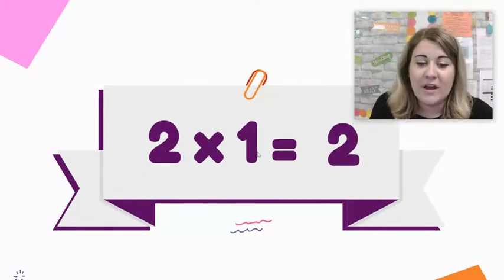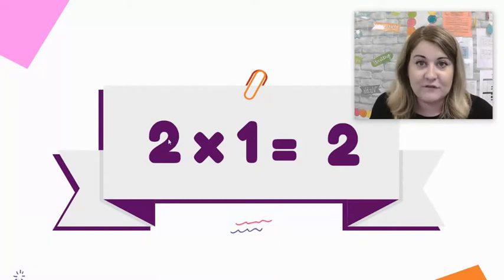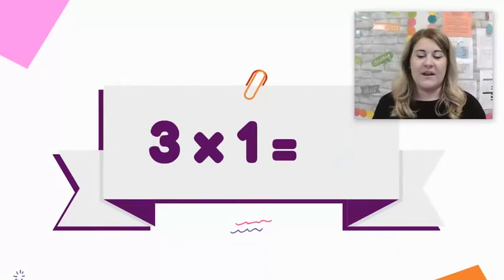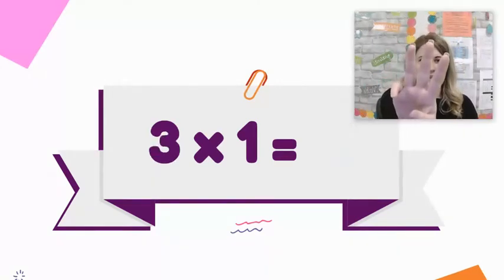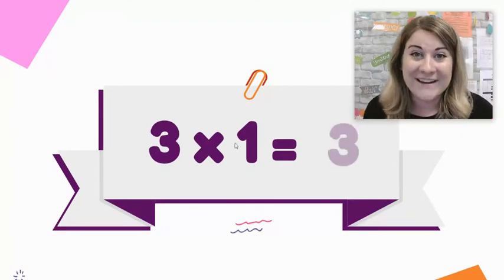Your answer is not going to be the 1. It's going to be the other number. Anything times 1 equals itself. So 2 times 1 is going to equal itself, and it is a 2. So that's what it equals. All right, the next one. If I have the number 3 one time, my answer is going to be 3. Good, you're catching on.